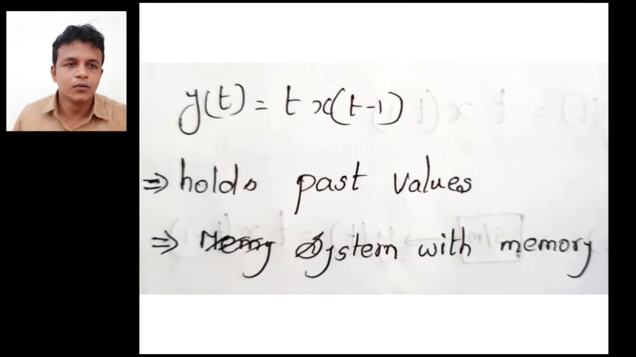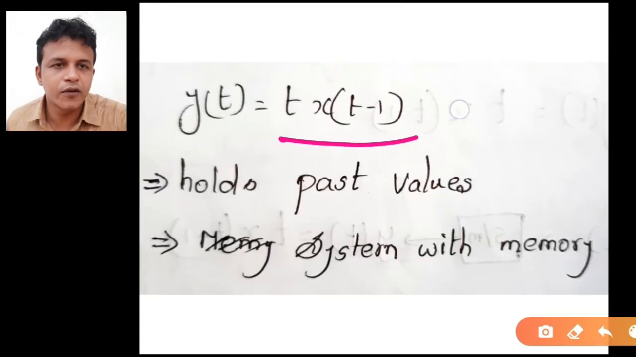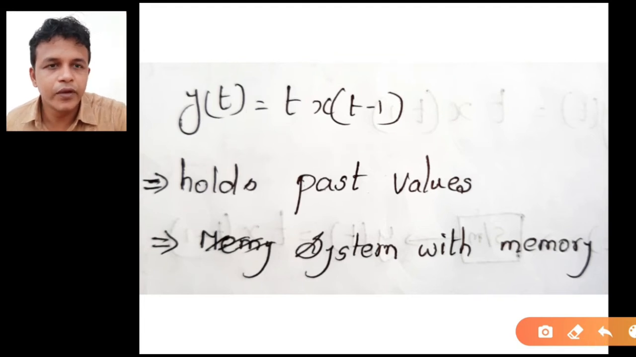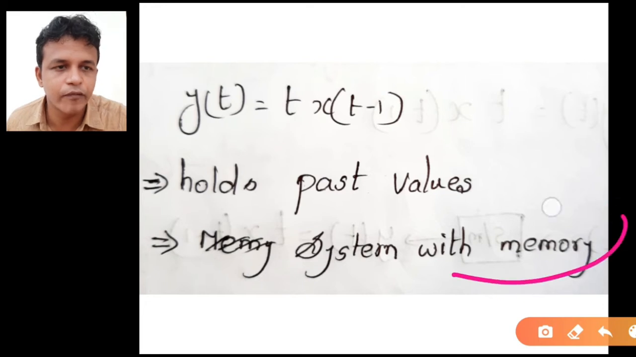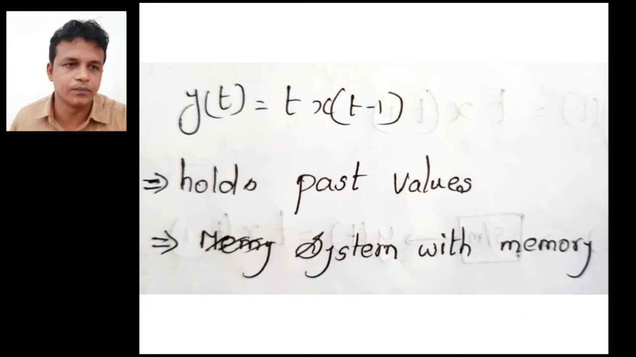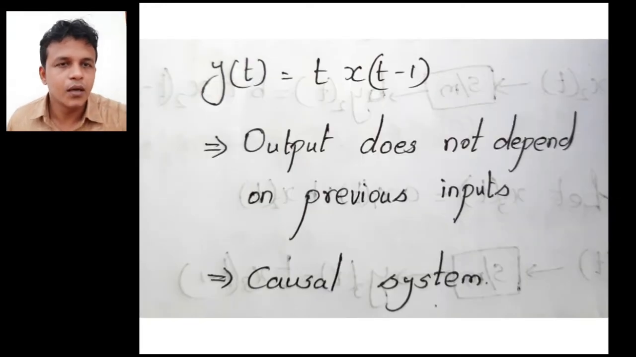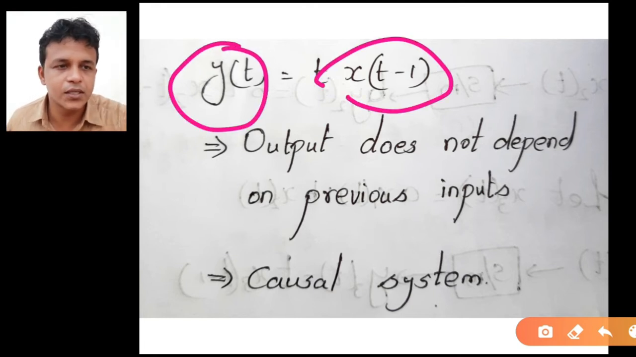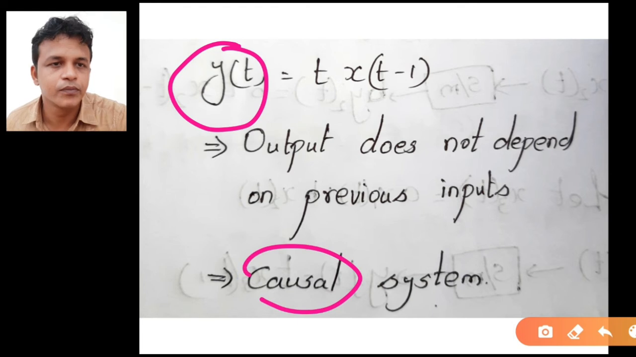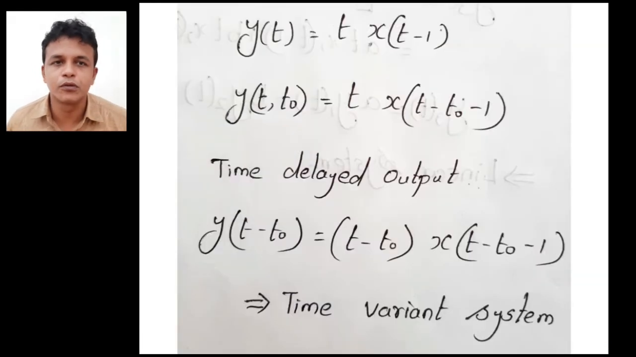Okay. Now, y of t equal to t into x of t minus 1 means we need some memory to hold the past values. So, it is a system with memory, it is not a memoryless system. The current output depends on past input. For this case, it is a causal system. It does not depend on future inputs.